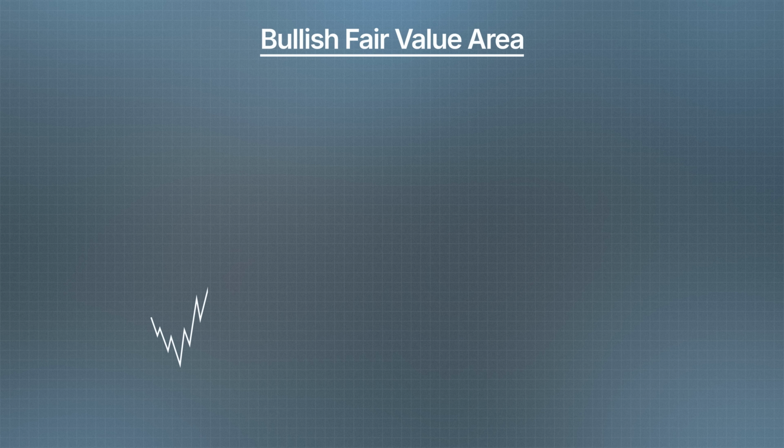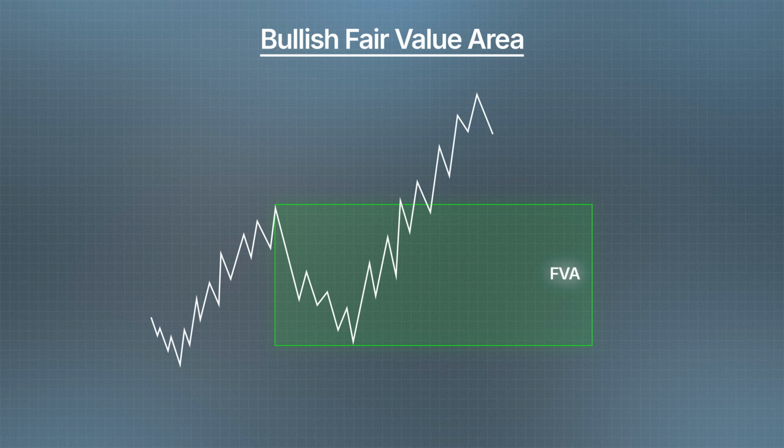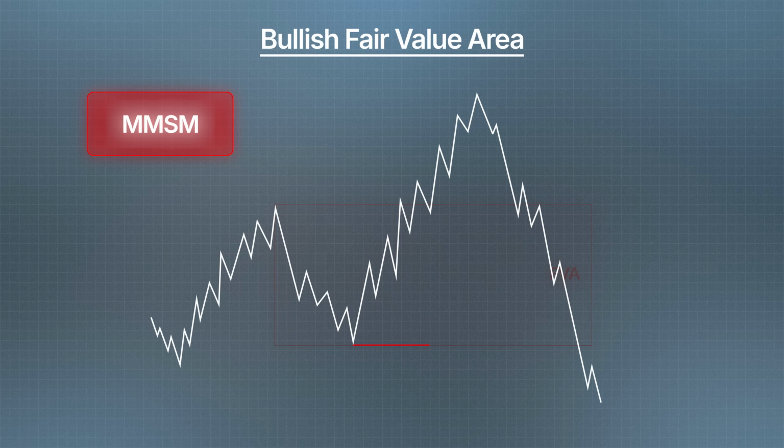So when we have that fair value area, there's always something for us to do. The first assumption when we have a bullish fair value area is, can we create a market maker buy model? But if we do not respect that fair value area, can we then look to trade off of that market maker sell model? There's one thing in between, and that is when we start to consolidate.